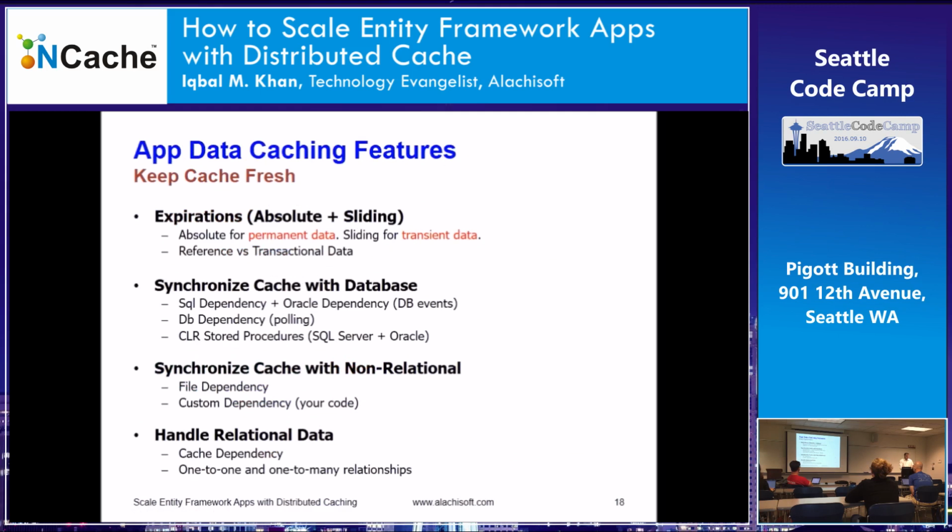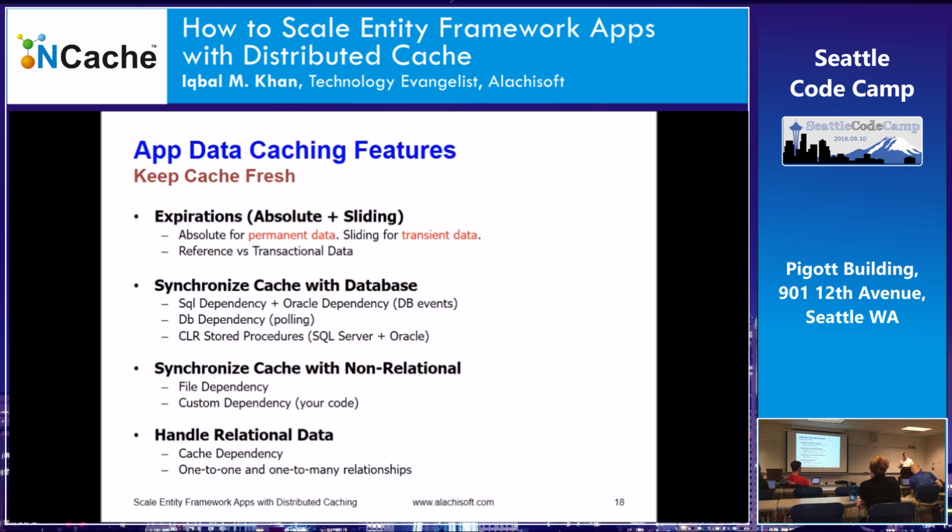So that is a very important feature. And again, the same rule applies even when you have non-relational databases. You have mainframe data, you need to be able to synchronize the cache. You can't use SQL dependency there, but NCache provides multiple ways. There's a file-based dependency where you can use a file as a flag, and if that legacy system updates the file timestamp, then you'll be able to invalidate the corresponding data.